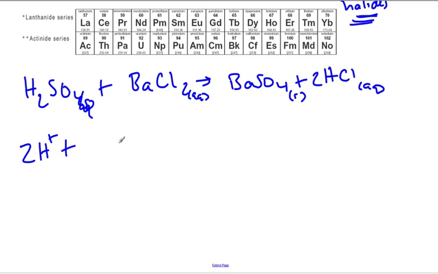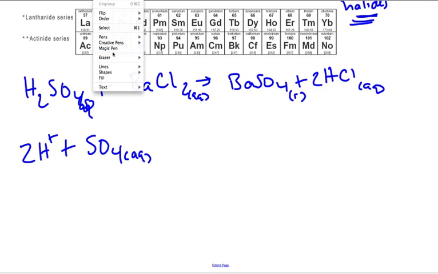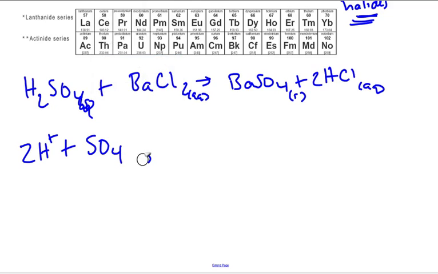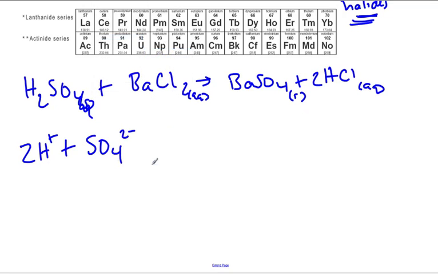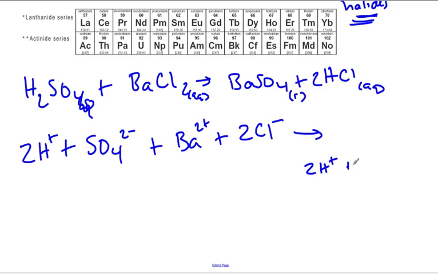And now we have plus SO4. Let's not write aqueous; we're going to worry about that later. What's the charge of SO4, guys? It is 2 minus. We're going to say plus Ba. Ba is just floating around as a 2 plus ion. And then 2 Cls, because Cl2, are floating around as Cl minus ions. Then we yield, well, we're still going to have 2 H plus ions rolling around, and 2 Cl minus ions rolling around. But now we're going to have a big clump of BaSO4 rolling around.